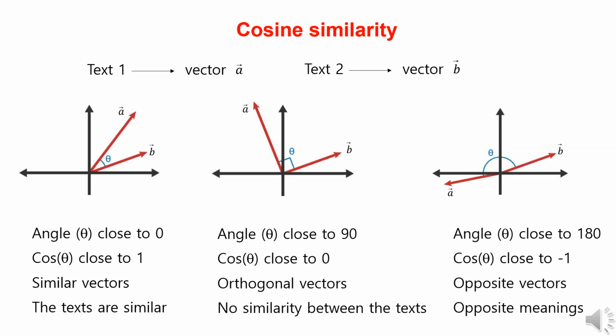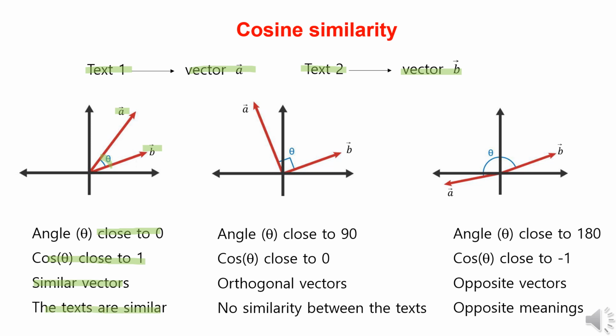Now let's understand how we can determine document similarity using cosine similarity. Let's assume we have two documents, text 1 and text 2, represented as vectors A and B. When we position these vectors in a two-dimensional coordinate system, the cosine value approaches 1 as the angle between the vectors approaches 0. This means that the two vectors are pointing in a similar direction, and we can consider the two documents to be similar.